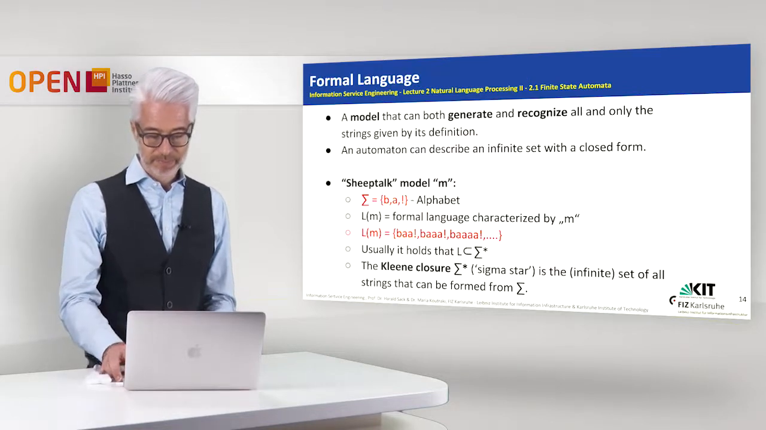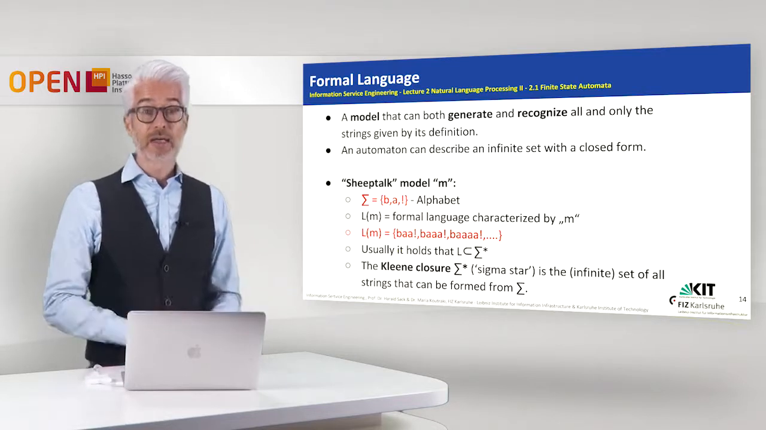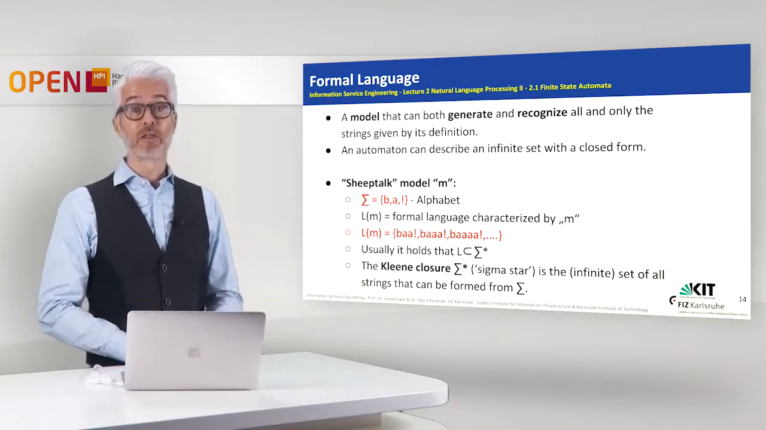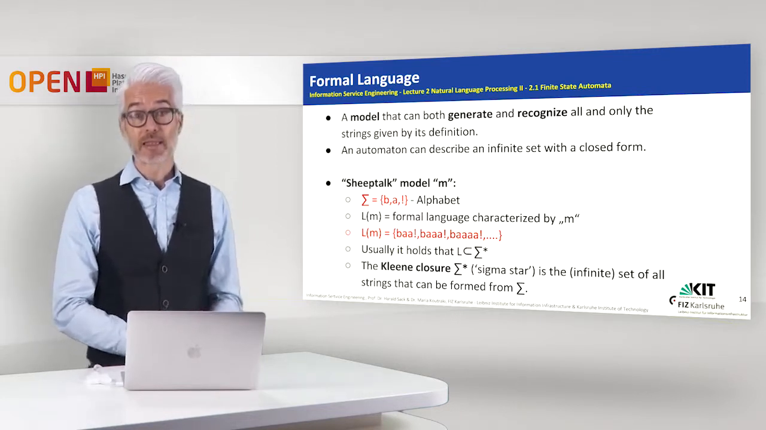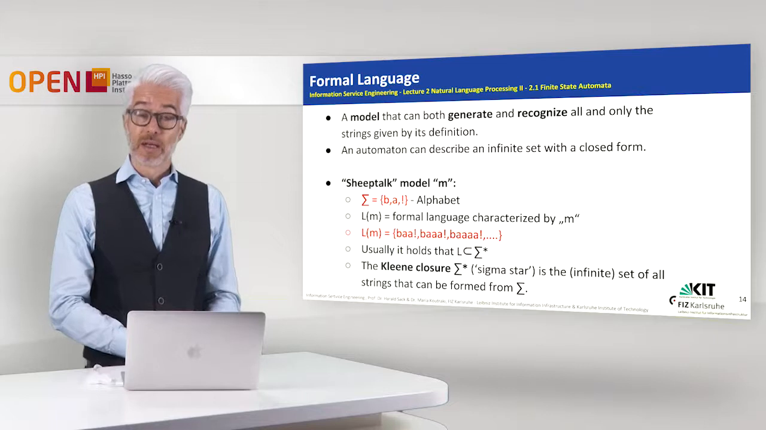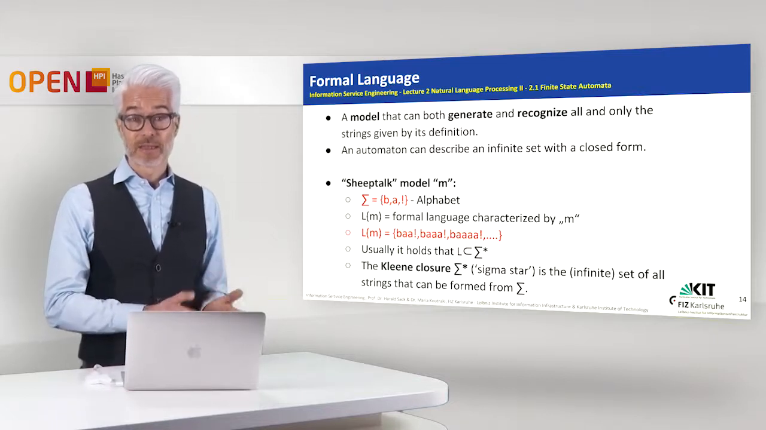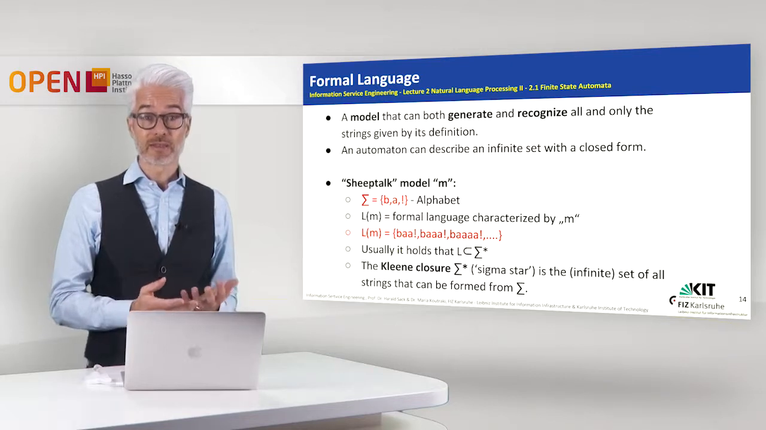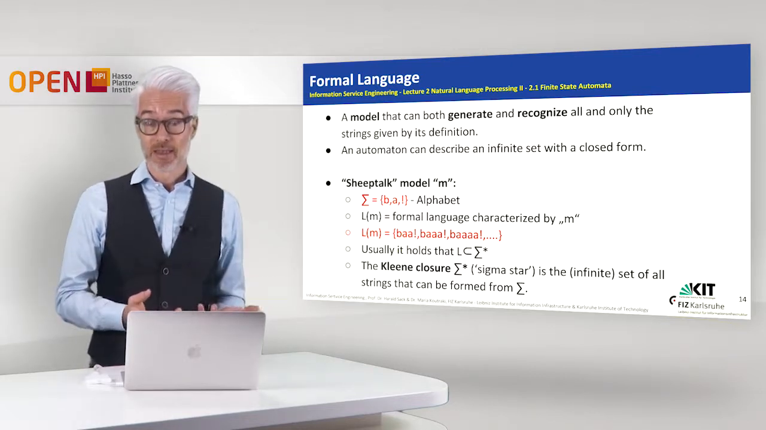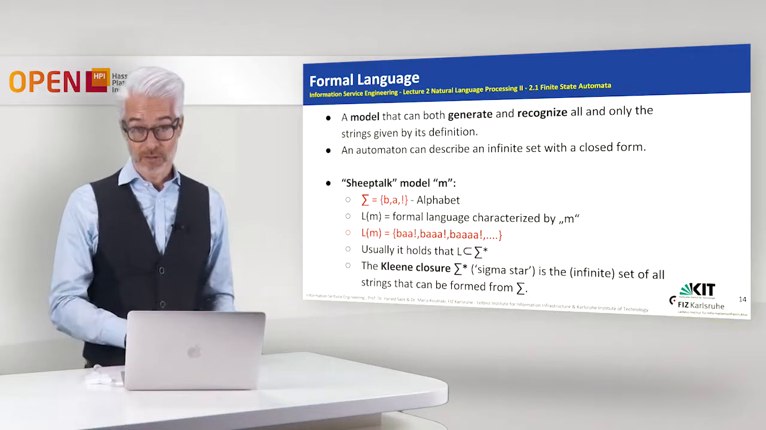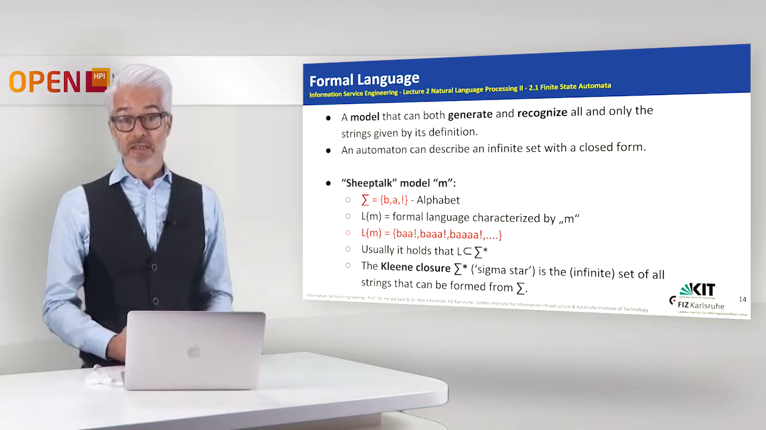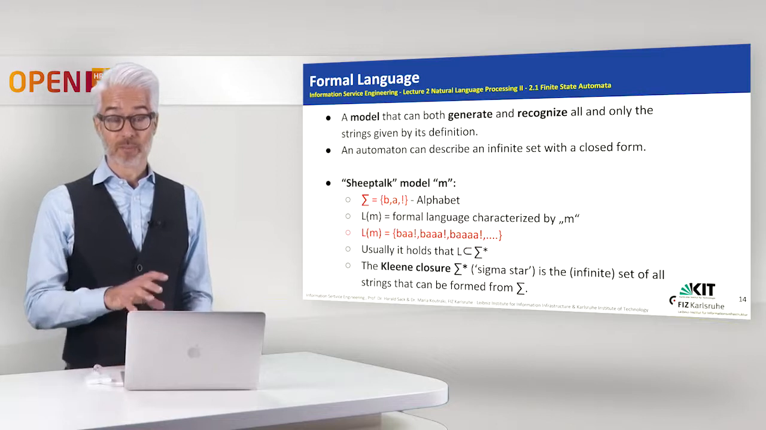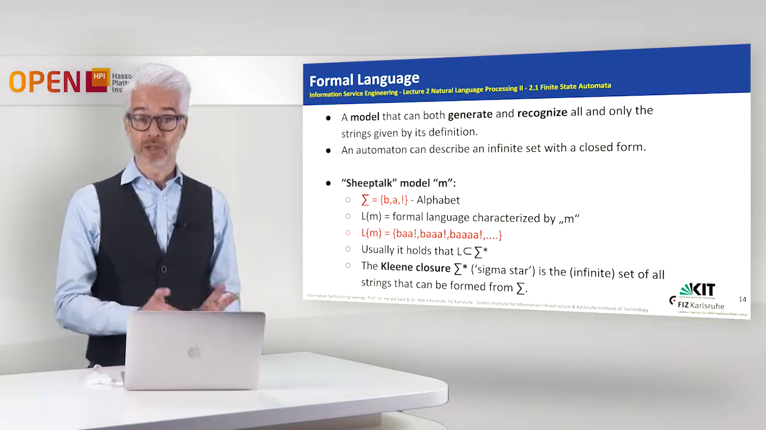So this is quite simple. Now, this kind of formal language that we are talking about is based on a model that can both generate as well as recognize exactly these strings or all strings that are given by its definition. And the nice thing is that this representation of an automaton can describe also infinitely large sets with the help of a closed form. So you have this kind of automaton or a regular expression, and you can describe an infinite number of strings which can be recognized or generated based on that. So the formal language is a kind of model.